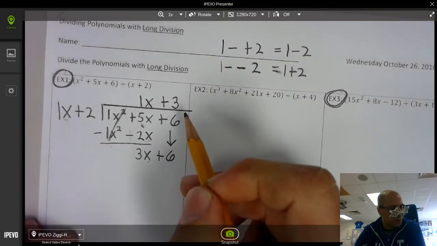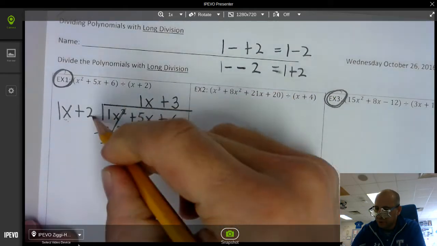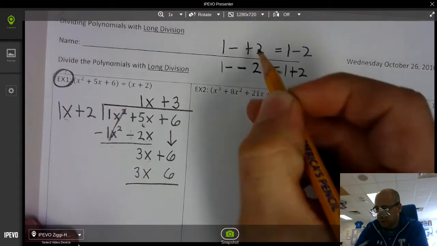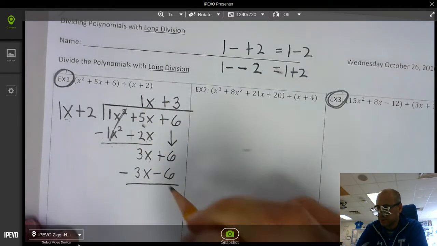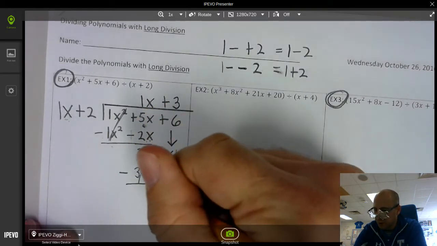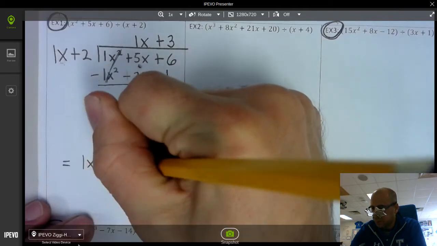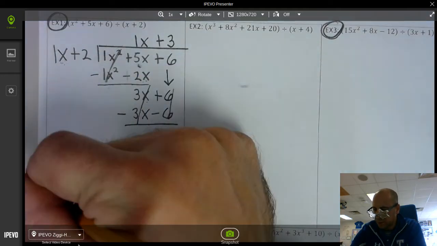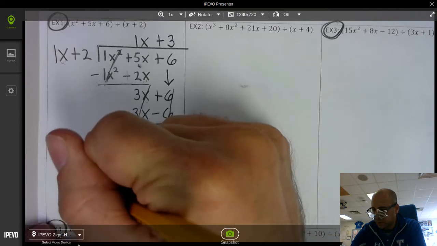So now we multiply. So 3 times 1x is 3x, and 3 times 2 is 6. We subtract. And again, I kind of showed you what's going on here. So this becomes minus 3x minus 6. This cancels. Your remainder is 0. So you get 1x plus 3 plus 0 divided by 1x plus 2. But technically that's just 0, so you get 1x plus 3.